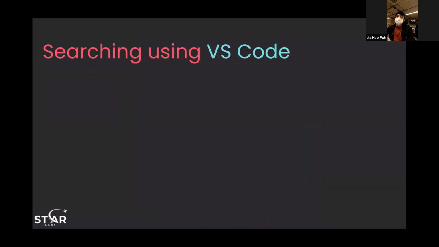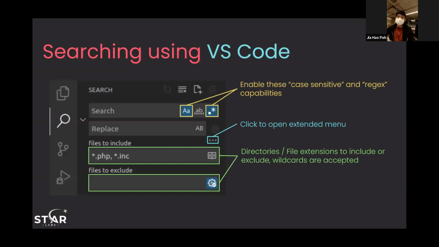Okay, so let's look at finding what we want after downloading the code base. In this example, we'll use VS Code to search and help us find some interesting code. In VS Code, if you click on the search tab, you can fine-tune some settings. First, the yellow ones enable regex search as well as case sensitivity.